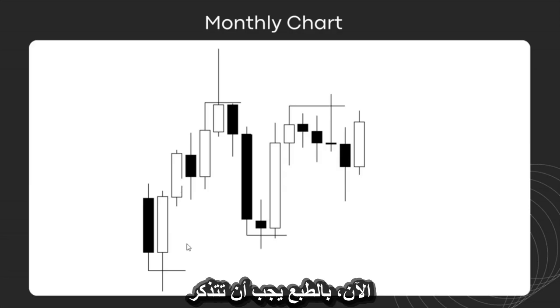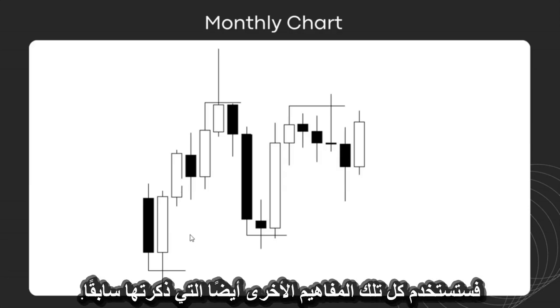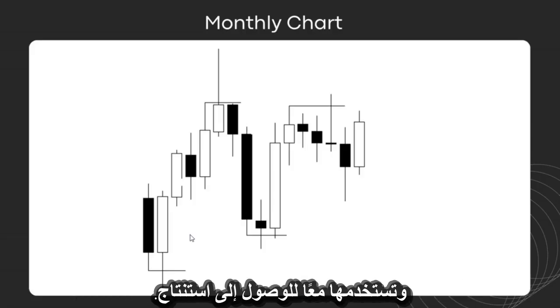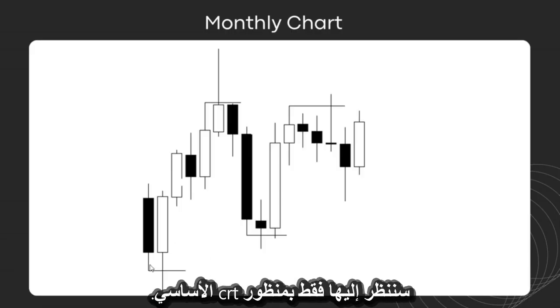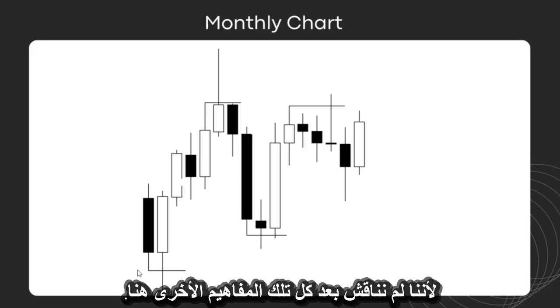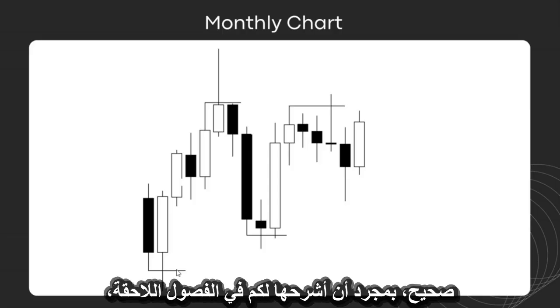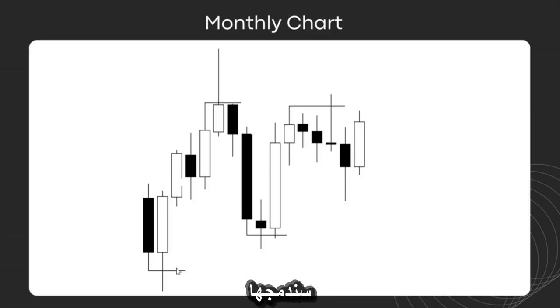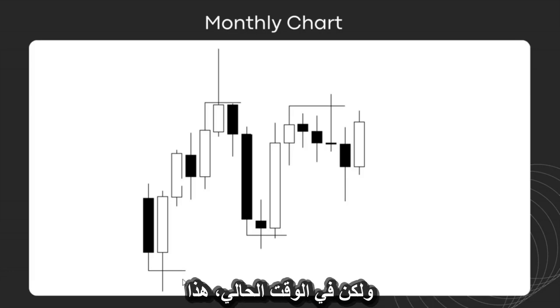Now, obviously, you need to remember that if you were analyzing this price action in real time, then you would be using all those other concepts as well that I mentioned earlier, and use them together to reach a conclusion or to determine a directional bias. But for the sake of simplicity, we're just going to look at it with the fundamental basic level CRT perspective, because we haven't yet discussed all those other concepts. So once I explain them to you in the later chapters, we're going to integrate them with these principles right here, and we're going to look at it with a logical framework. But for now, this is what we are going to be working with, right?